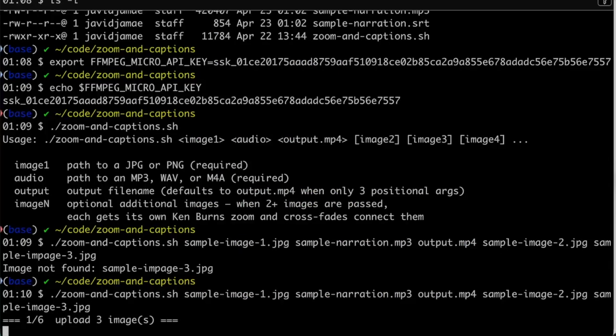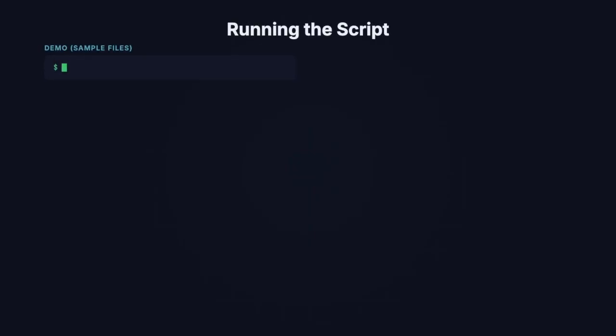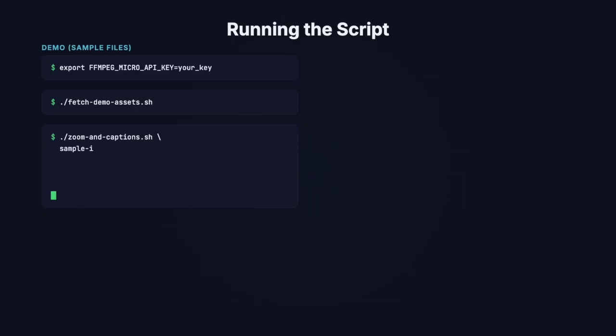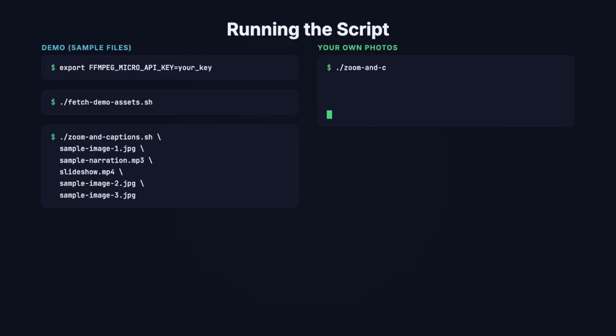Let me show you the actual command to run it. We call zoomincaptions.sh. We pass in the name of the first image, we pass in the audio file, the output file name, and then any additional images that we want to tack on in the effect. And if you want to use your own photos, you'll do it the same way. You call zoomincaptions.sh. You pass in the first image, a.jpg, for example, your narration file, your audio file, .mp3, your video file output name, so whatever you want to call your output file name, it's going to be an MP4 file, and then any additional images that you want to include.